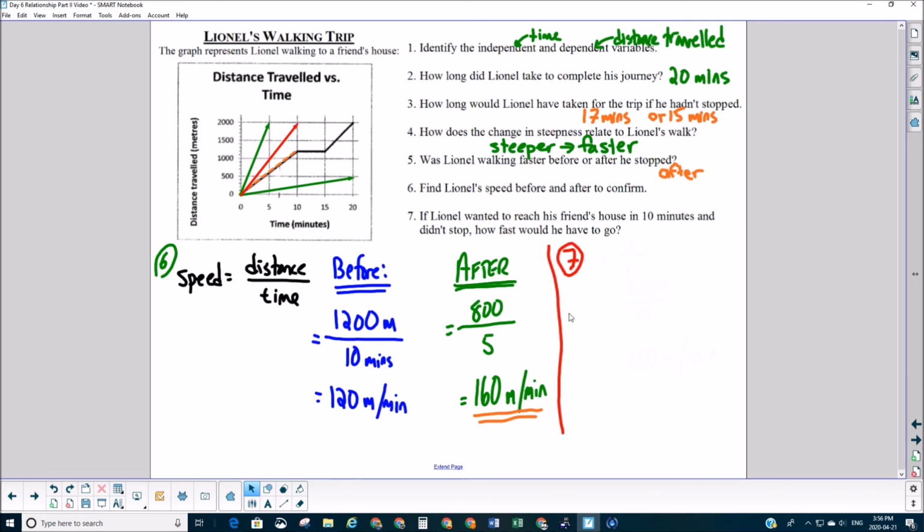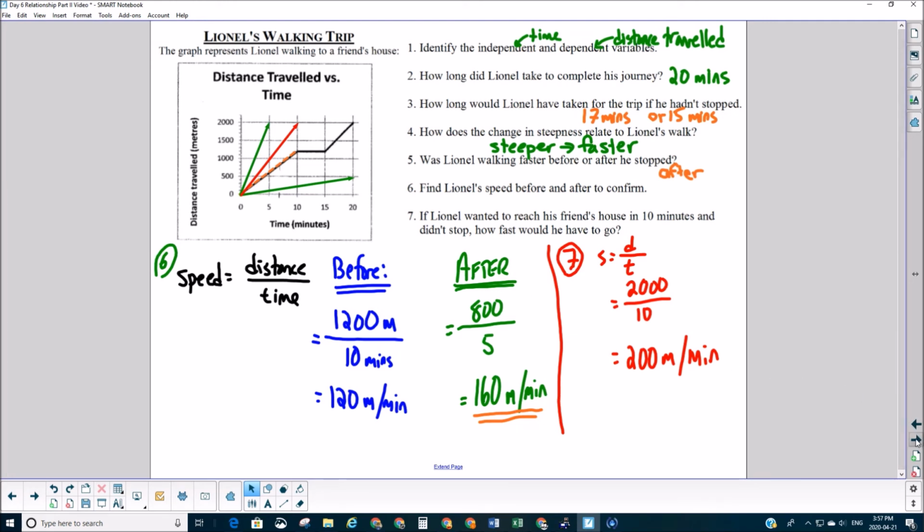So for number 7, his speed again is distance divided by time. The distance, he wants to travel 2,000 meters to get to his friend's house, and he wants to do it in 10 minutes. So obviously we divide that and we get 200 meters per minute, and it clearly is faster than the other two rates. Okay, so distance versus time graphs and calculating speed allows us to answer and be a little bit more specific when we're talking about these types of relationships.